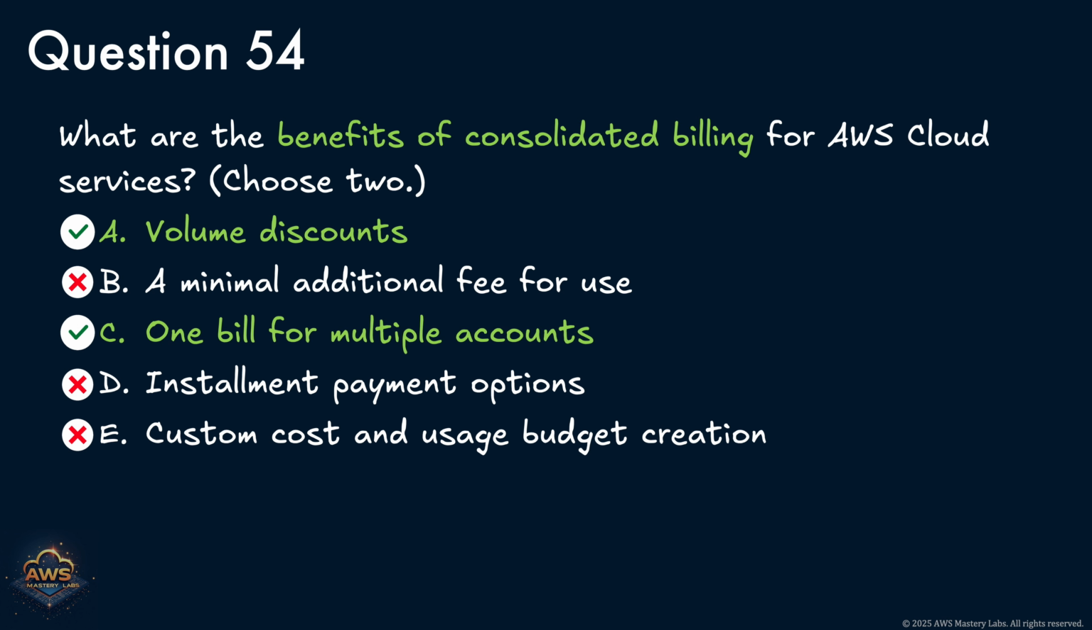Option C, one bill for multiple accounts. This is the foundational feature of consolidated billing. Under a management account, all member accounts' charges are rolled into a single bill, even though each account retains its own access, resources, and configurations. This simplifies accounting, reduces administrative overhead, and enables centralized financial tracking. Correct, because consolidated billing unifies charges from all linked accounts into one comprehensive invoice.